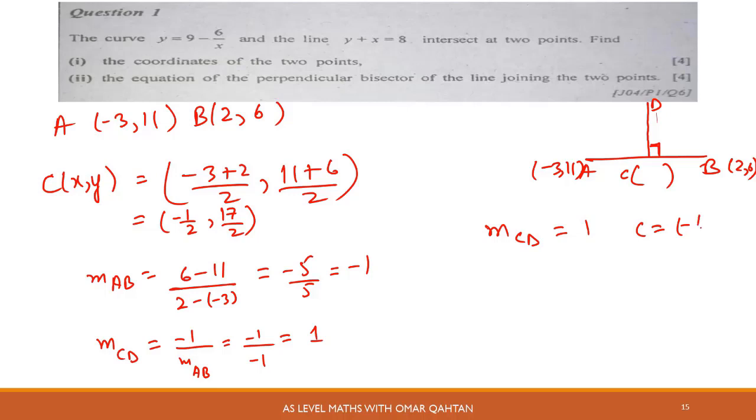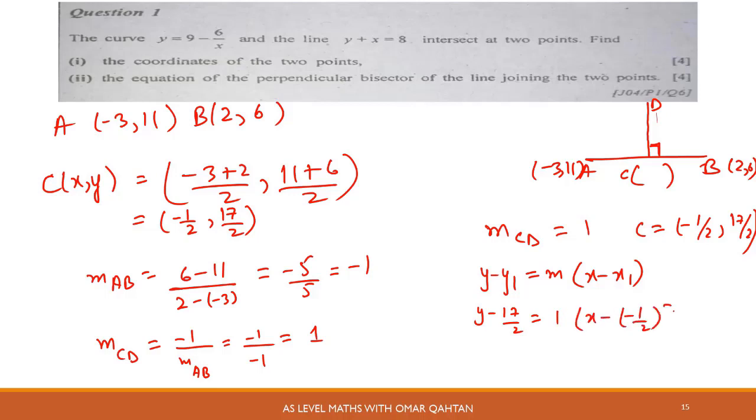Alright, now we have found the gradient of line CD, that is 1, and the coordinate of C, that is minus 1 upon 2 and 17 upon 2. So I will just substitute it back into my equation: y minus y1 equals to m into x minus x1. So y minus 17 upon 2 is equals to 1 into x minus 1 upon 2. So finally I'll get this equation y minus x is equals to 9.